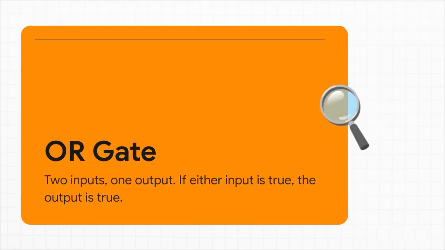Now, if the AND gate is the strict bouncer, the OR gate is its super chill cousin. It also has two inputs, but it's way more laid back. The OR gate will output a true signal if input A is true, or if input B is true, or if both are true. As long as there's at least one true signal coming in, the OR gate says, yeah, come on in, and outputs a true.